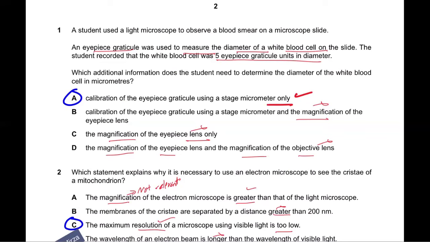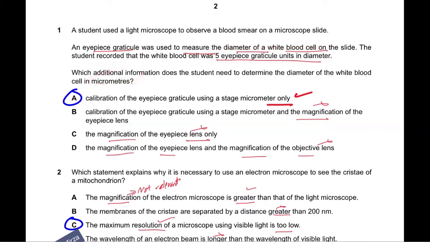So question one: a student uses a light microscope to observe a blood smear on a microscope slide. An eyepiece graticule was used to measure the diameter of a white blood cell on the slide. The student recorded the white blood cell as 5 eyepiece graticule units in diameter. This is what's provided to you, the measurement that the student took. What additional information does the student need to determine the diameter of the white blood cell in micrometers?